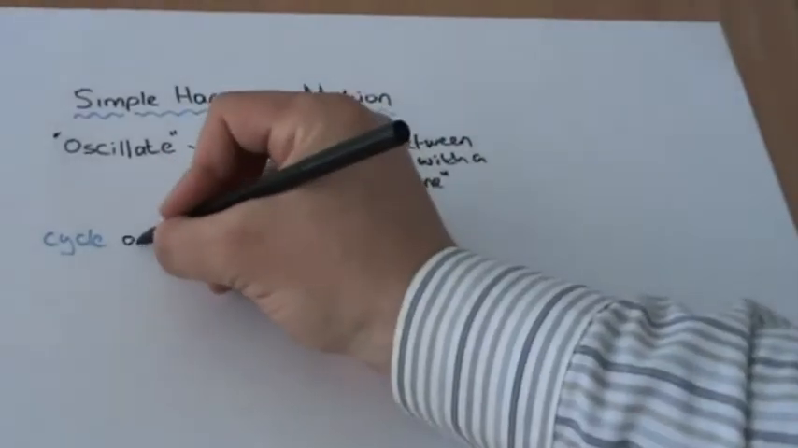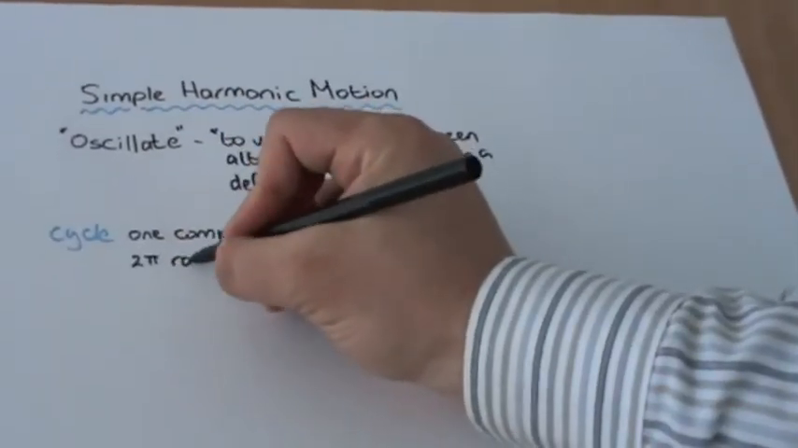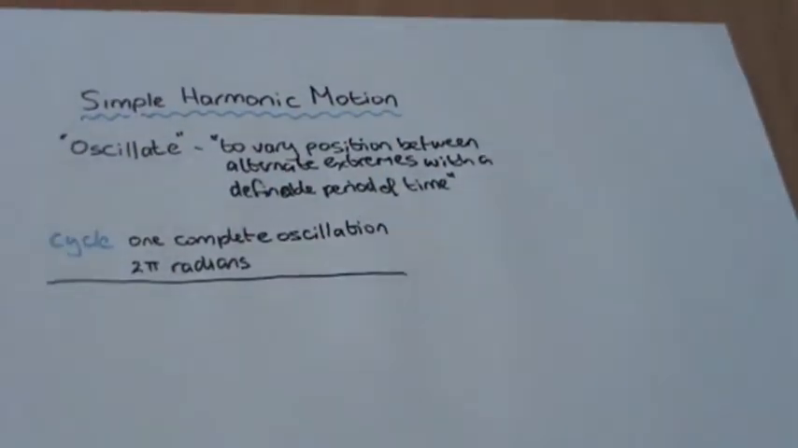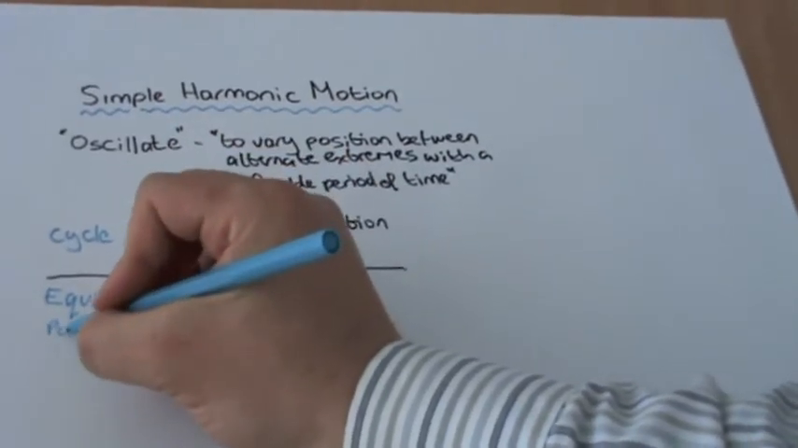Let's look at some of those terms we said we were going to define in the objectives. So a cycle is one complete oscillation. In terms of a circle, that's 2 pi radians. Here we see a pendulum starting in the equilibrium position. It moves out to the side, it moves back the other way, and back to the equilibrium position. One cycle.